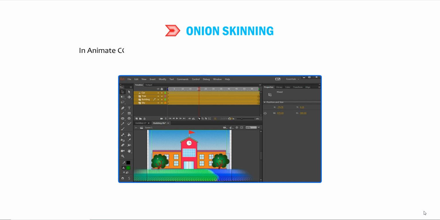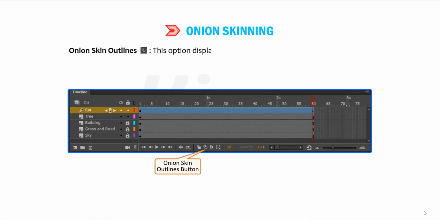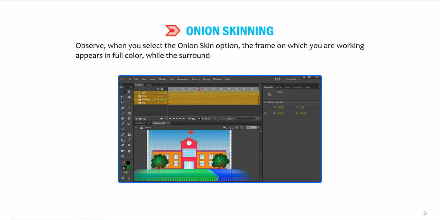In Animate CC, you can choose between the following two types of onion skinning. Onion skin. It shows the frame in full color. Onion skin outlines. This option displays only the outlines of the object in the frames. Observe when you select the onion skin option, the frame on which you are working appears in full color while the surrounded selected frames appear dimmed.